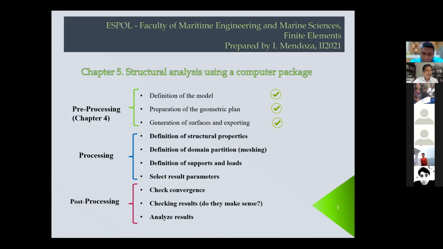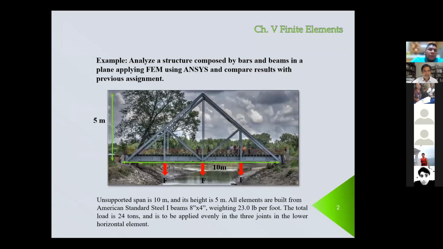Okay, this is an example that we drew in the previous class. This is a bridge. The unsupported span is 10 meters. The height is 5 meters. And then the profile of this beam is an I beam. The cross section is an I beam, 8 inches by 4 inches.